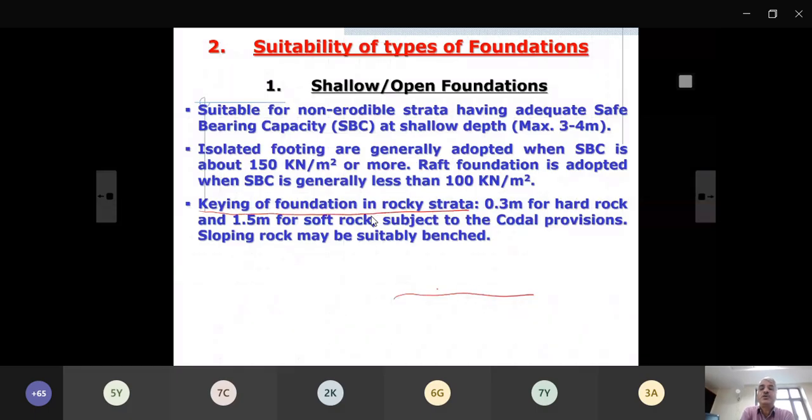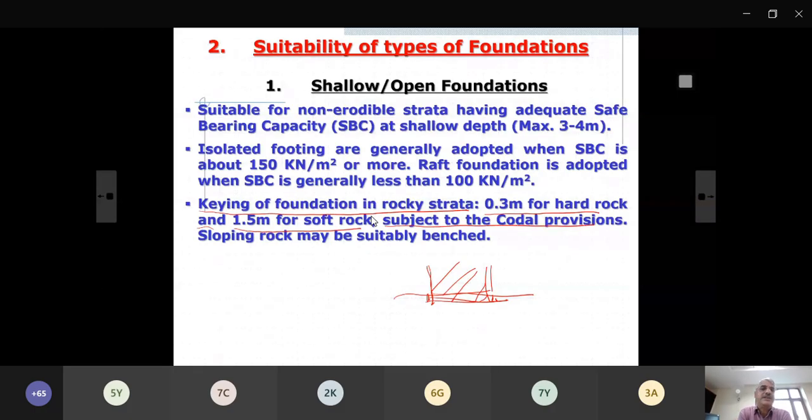Let us say this is your rock. You just don't lift it over this. You do some sort of chiseling for some depth in the rock and then put your foundation there. So this keying in of about 0.3 meter is good enough for hard rock, and you may need to go up to 1.5 meter for soft or heavily disjointed rock. And this is subject to codal provisions.